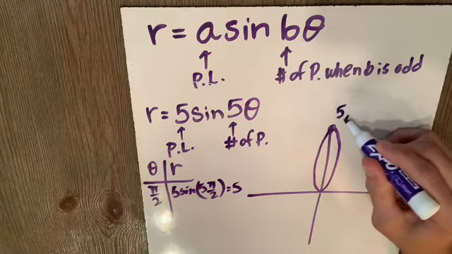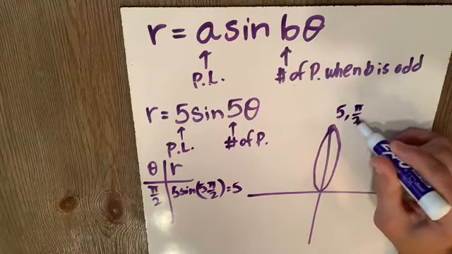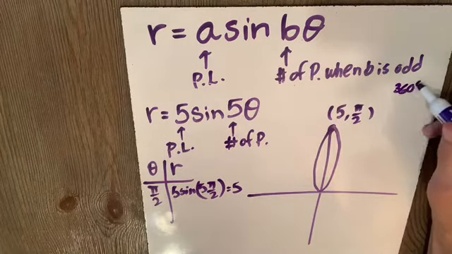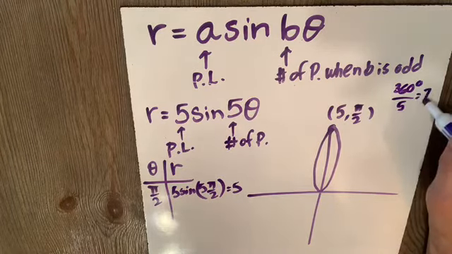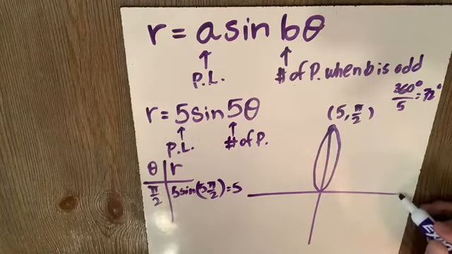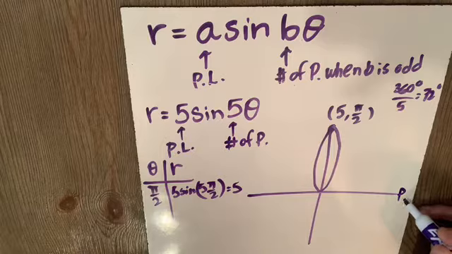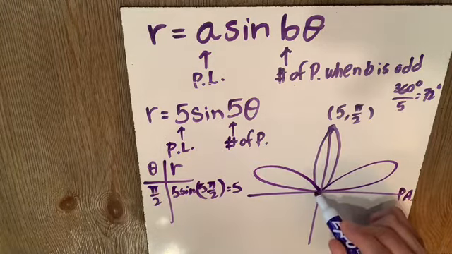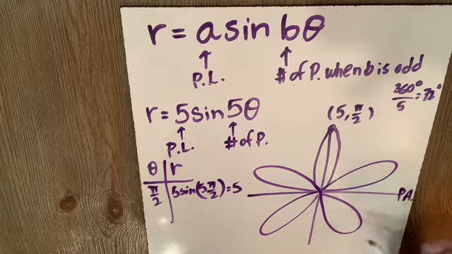Here's our point, 5 comma r theta. If I'm dealing with 360 degrees to play with divided by 5, I know there's 72 degrees between each of the petals. Here, if I go down to the polar axis, that's 90 degrees. So 72 might be here, and then here and here.